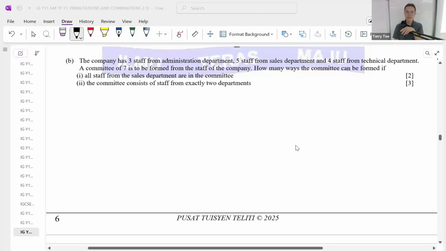A company has 3 staff from the administration department, 5 from sales, and 4 from the technical department. A committee of 7 is to be formed from the staff of the company. How many ways can it be formed if all the staff from the sales department are in the committee? Okay, sales, how many do you have?